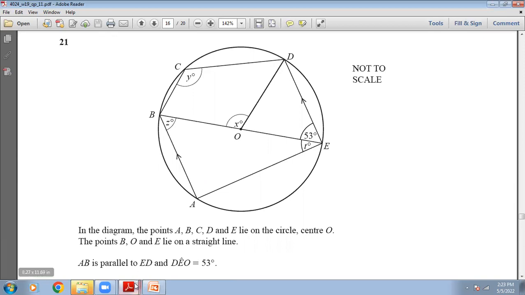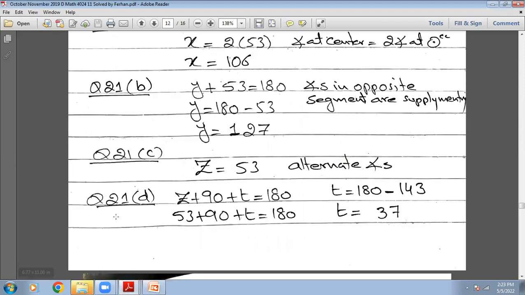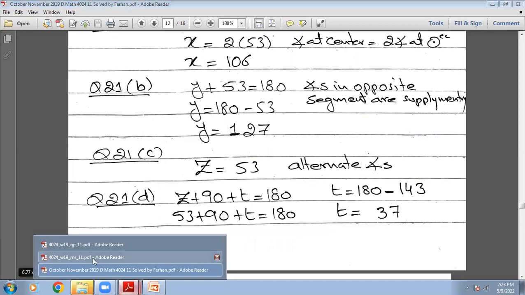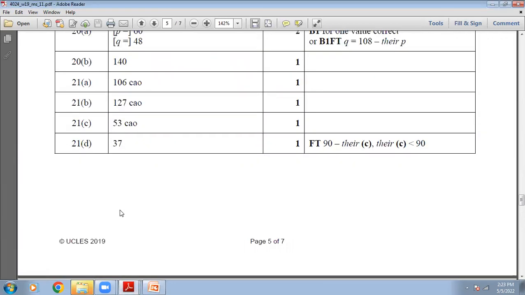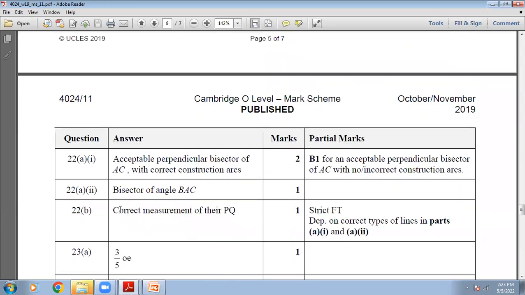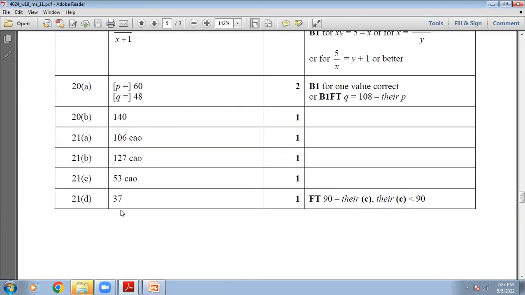So let me show you. So Z plus 90 plus T equals 180, and 53 plus 90 plus T equals 180. So T will be equal to 180 minus 143. So the T will be equal to 37. Let's check. 37 is the right answer, sir. So we are done with the question number 21.